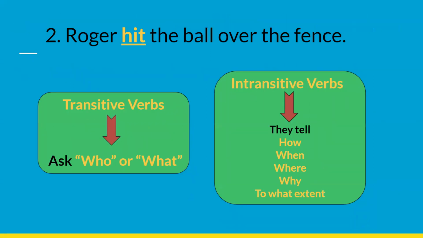Our second sentence says, Roger hit the ball over the fence. So let's ask our questions. Hit what? Hit the ball. We have an answer. There's a direct object. So we know that that verb is transitive.